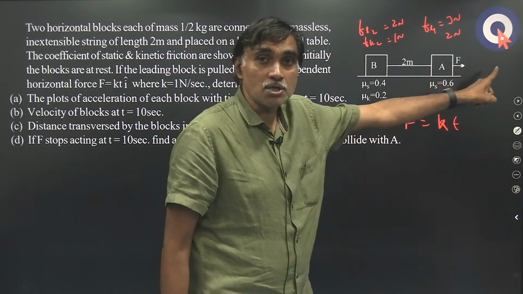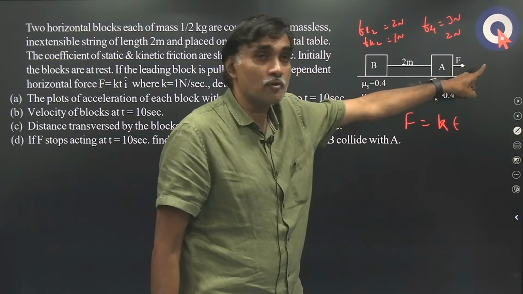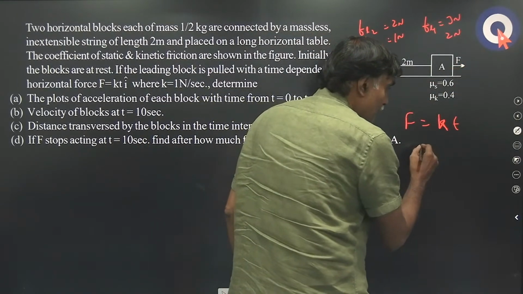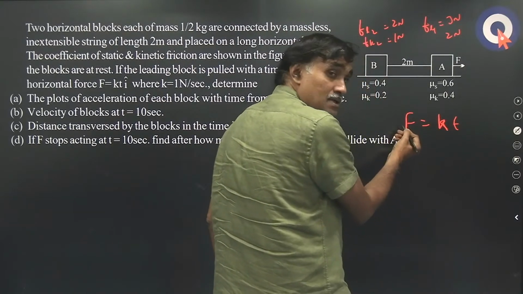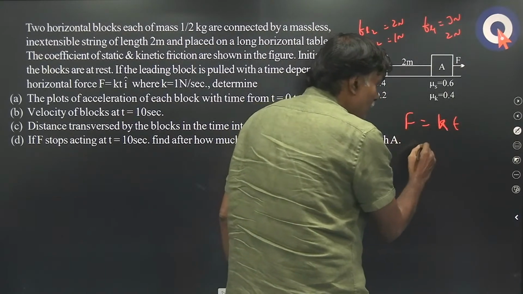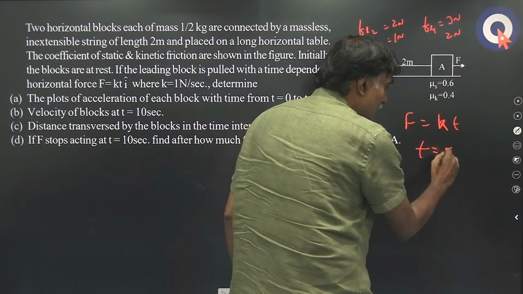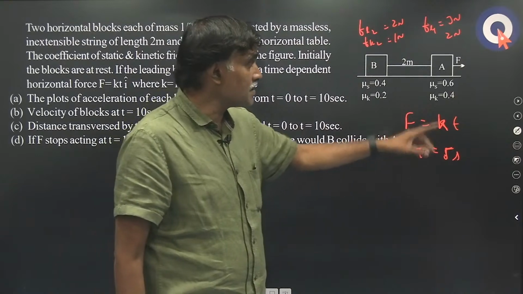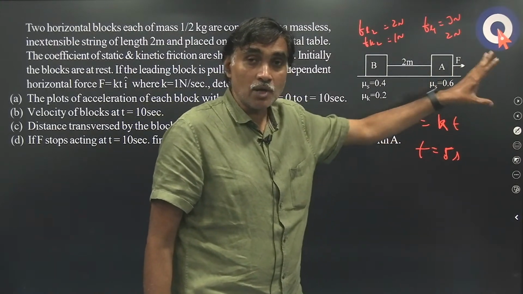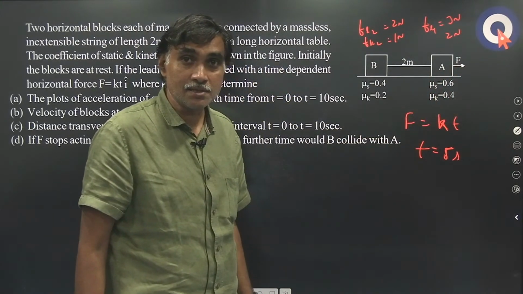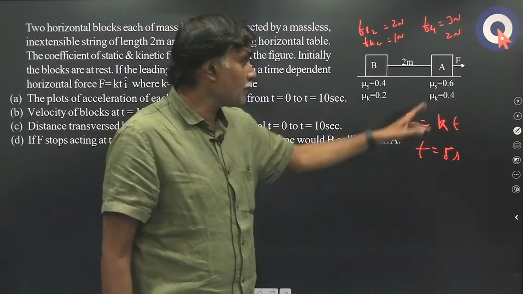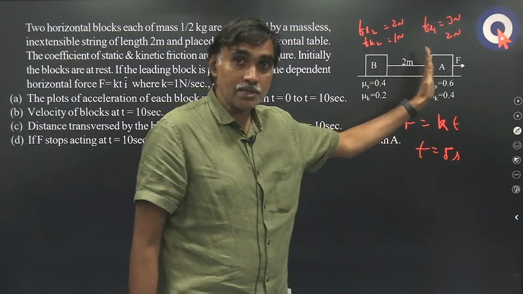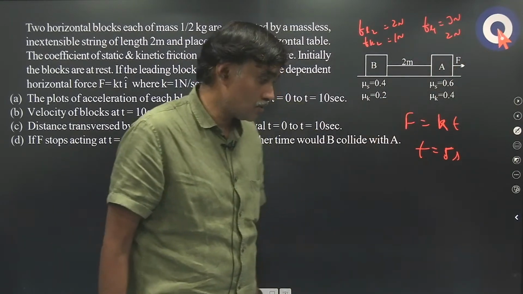So this block starts moving only when the applied force becomes 5 Newton. So what is the time after which it starts moving? F is equal to 5, then t equal to 5 seconds. So after 5 seconds this block starts moving. So until 5 seconds acceleration is 0. And what type of friction acts on both the blocks? Static friction. And when they are just about to move, it is limiting friction.